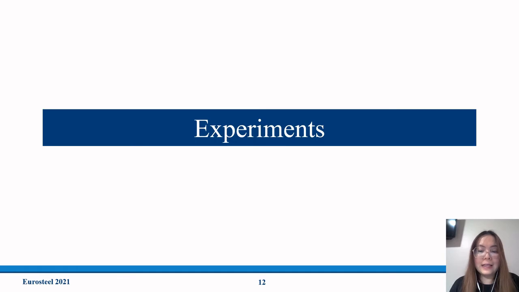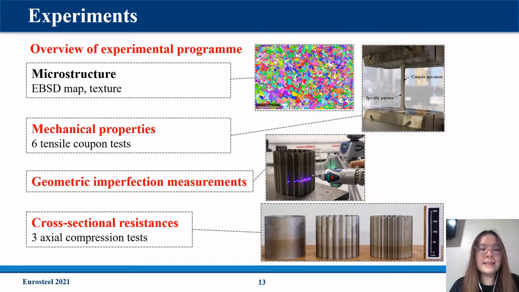After designing the wavy and the Aster shell, we have done some tests. The tests include microstructure observation, tensile coupon tests, geometric imperfection measurements, and axial compression tests. We will just talk about the three latter parts.